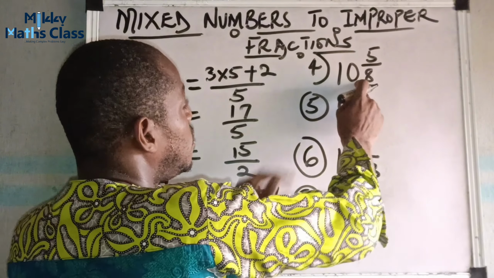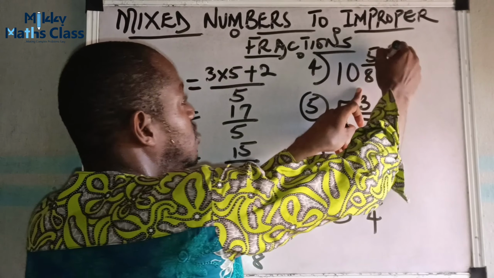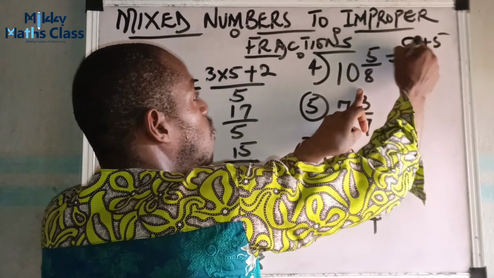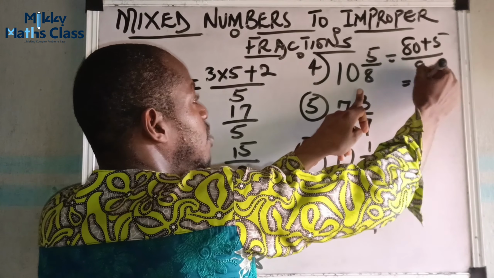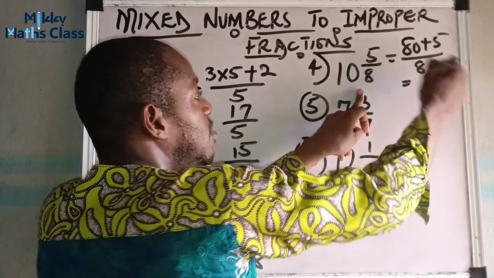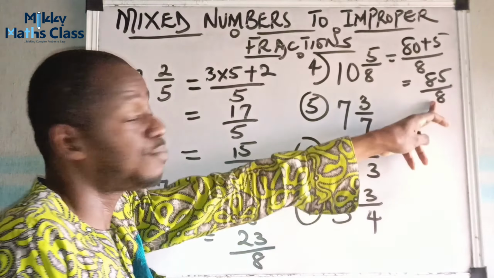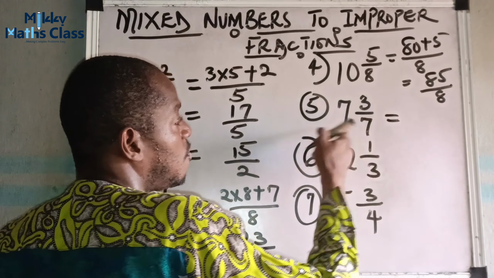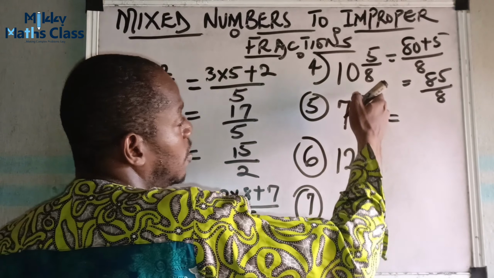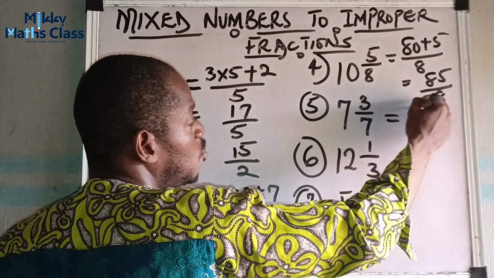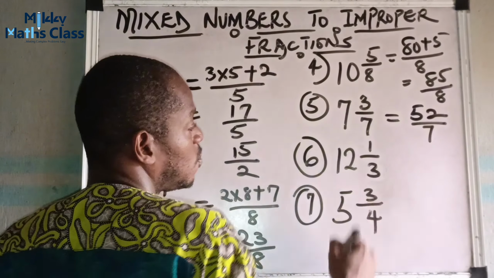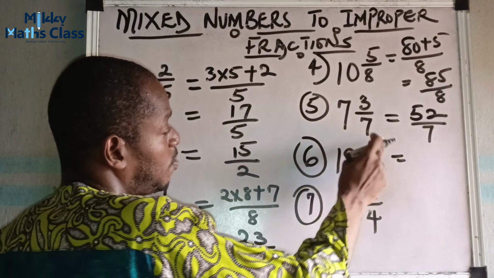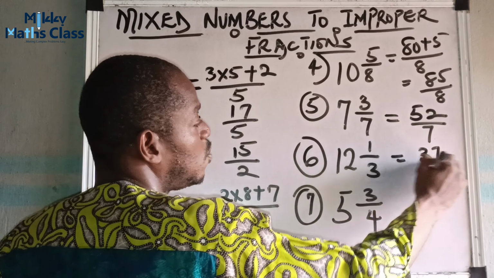The same thing, we go for this. 10 times 8 is 80. 80 plus 5 over 8, that's 85. 85 over 8, that's the improper fraction. We go again, this one, 7 times 7, 49 plus 3, 52 over 7. We go again, 3 times 12, 36 plus 1, 37 over 3.